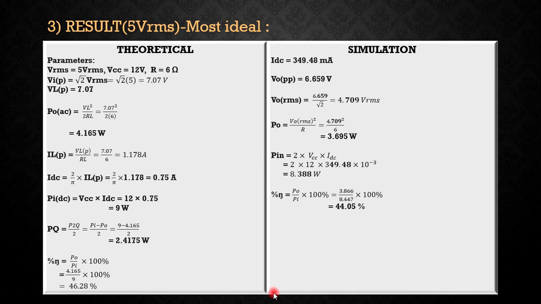So in conclusion, we can conclude that 5V RMS is the ideal, because from the question, the power output in question 1 was 4 watt, and with 5V RMS we get a power output of 3.695 watt, and the percentage value was 44.05, which is nearly approximate to 50%.